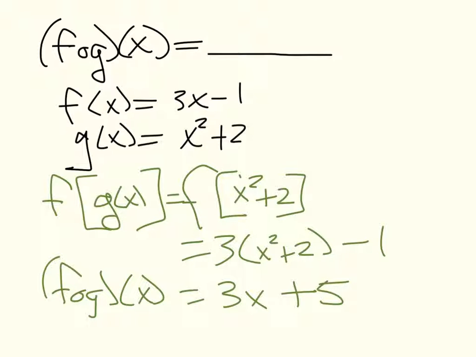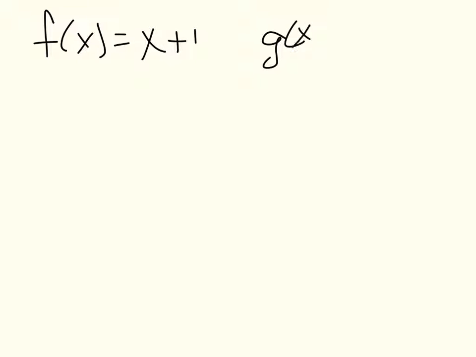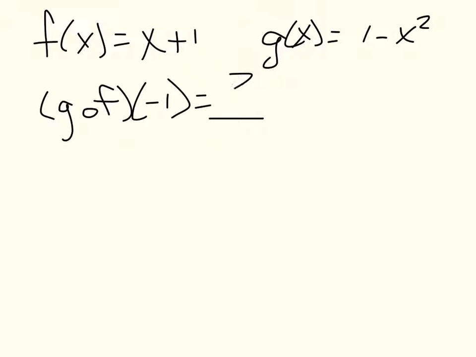Now, if you have a value instead of f composed of g of x here, and you have a number here where they want you to evaluate it at that, it looks a little differently. So let's take two functions. F of x, let's let it be x plus 1. G of x is 1 minus x squared. And let's find g composed of f of negative 1. And that's what you need to find.